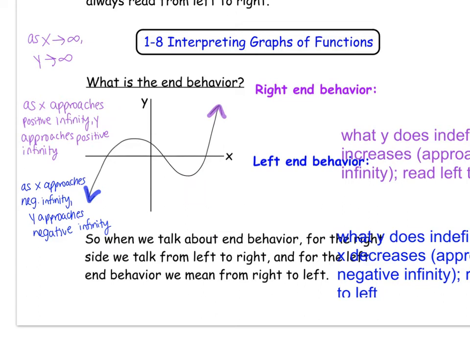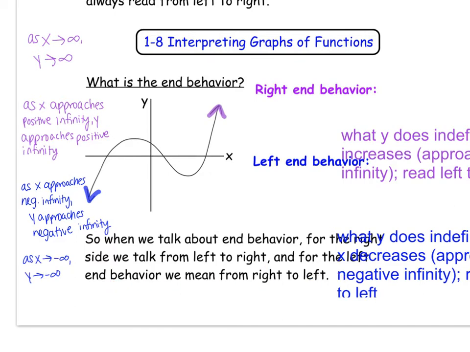So it doesn't necessarily mean that if x is approaching positive infinity, y will always be approaching positive infinity. And you could also have a situation where they both approach positive infinity, like this. So the right and left end behavior are the same. That's also an option. So this shorthand version would be as x approaches, and then we just write a negative sign, and then infinity. Infinity is just a sideways 8. Y approaches negative infinity. So again, when we talk about end behavior, for the right side, we go left to right. For left end behavior, we go right to left.